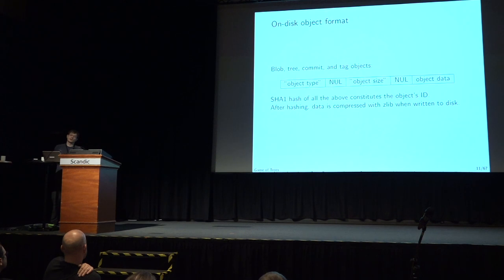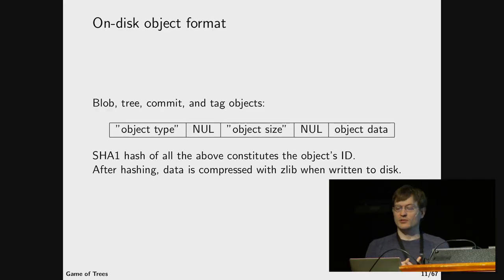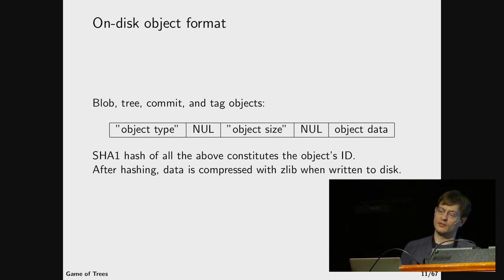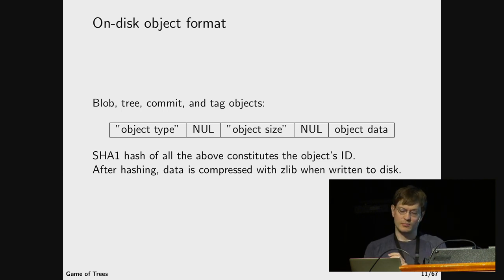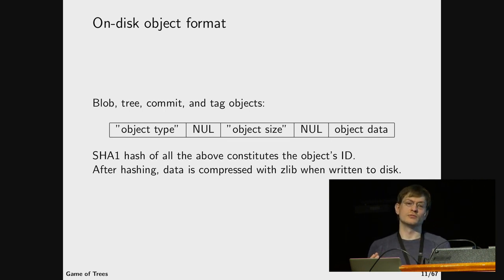On disk, objects are often stored in loose form, as it's called, when you create them, which means each object has a separate file on disk named after its ID. This ID is derived from its content, so you have a type header, a size header, and then the data, and all this is hashed, currently with SHA-1, though Git might change that at some point. After hashing, you also compress the data with zlib and write out the file. That's basically how you create an object in the repository.